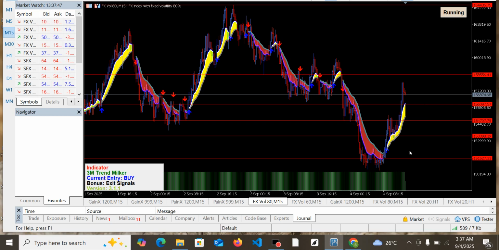If you don't know how to identify your trends, you can make use of trading tools that can help you to identify these. A very good one is the one I'm using on my charts right now. It is called the 3M Trend Milker indicator. However, it is a custom made indicator, so you can reach out to me if you need one.